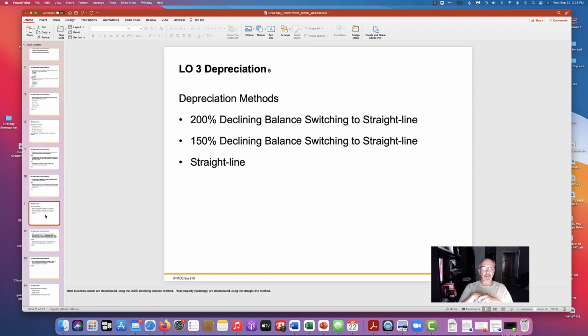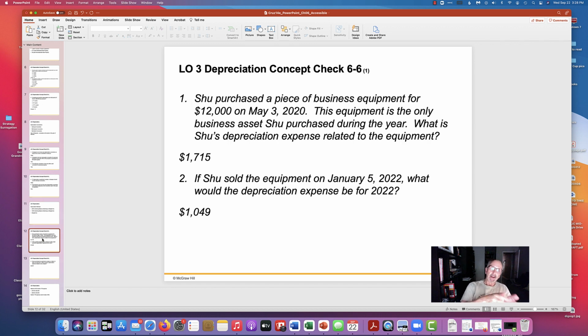There are basically 3 depreciation methods: 200% declining balance, 150% declining balance, and straight line. However, 200% and 150% will change to straight line when the straight line depreciation is higher than the declining balance depreciation.